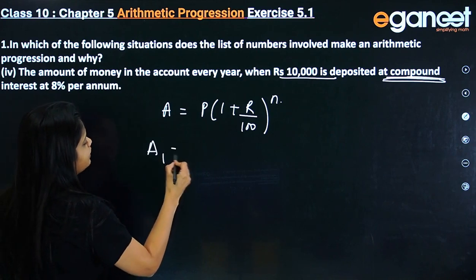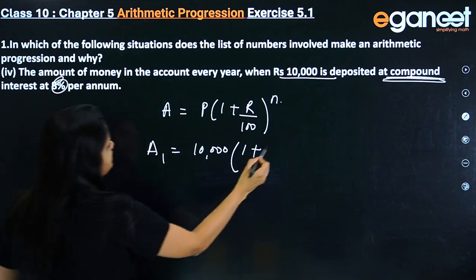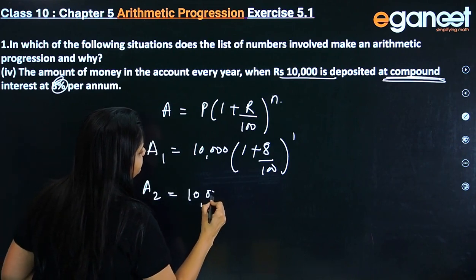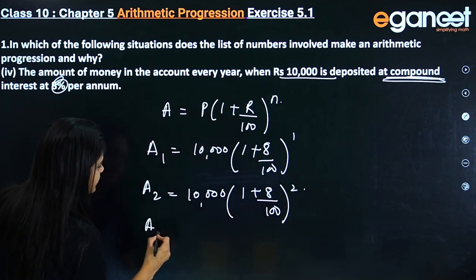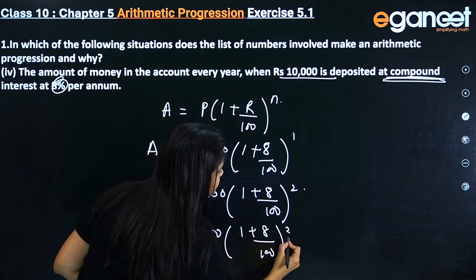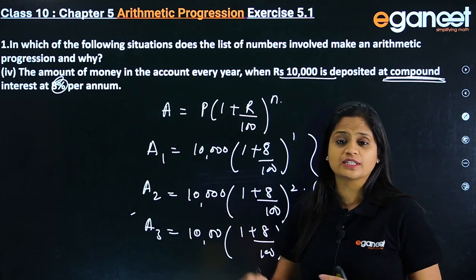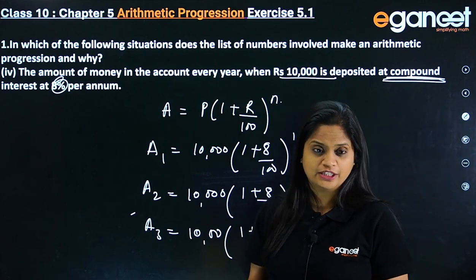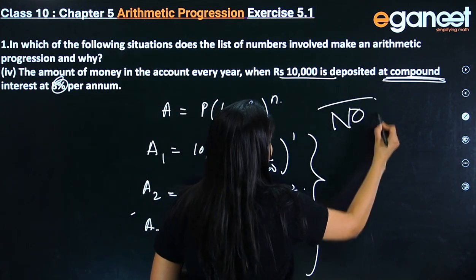So for the first year, P is 10,000. So 10,000 into 1 plus R, rate of interest is given to be 8%, so 8 upon 100 to the power of 1. For the second year it is 10,000 into 1 plus 8 by 100 to the power of 2. What will be A3? It will be 10,000 into 1 plus 8 by 100 to the power of 3. Clearly we observe that the difference between two consecutive amounts is not the same, and that was the basic difference between compound interest and simple interest, and hence we can conclude that this given situation is not an AP.